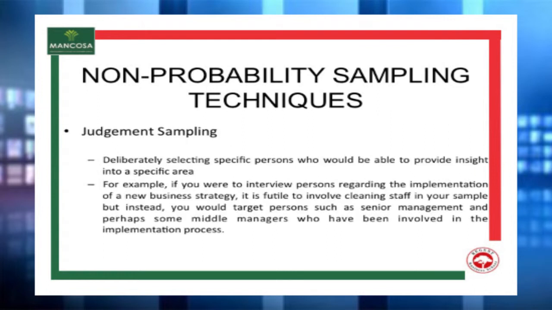Judgment sampling involves deliberately selecting specific persons who would be able to provide insight into a specific area. For example, if you were to interview persons regarding the implementation of a new business strategy, it is futile to involve cleaning staff in your sample, but instead, you would target persons such as senior management and perhaps some middle managers who have been involved in the implementation process.